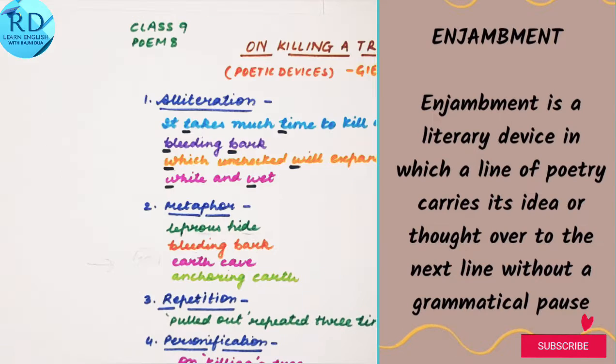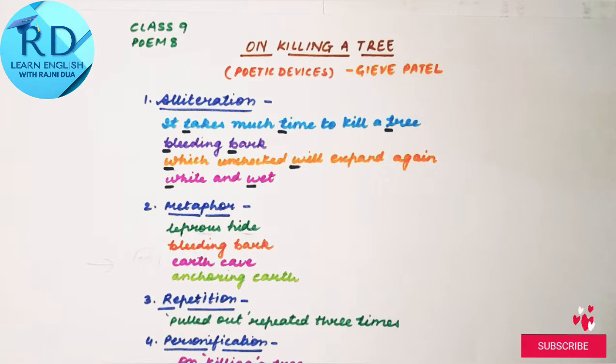So this is enjambment. So these are the poetic devices used in the poem On Killing a Tree.